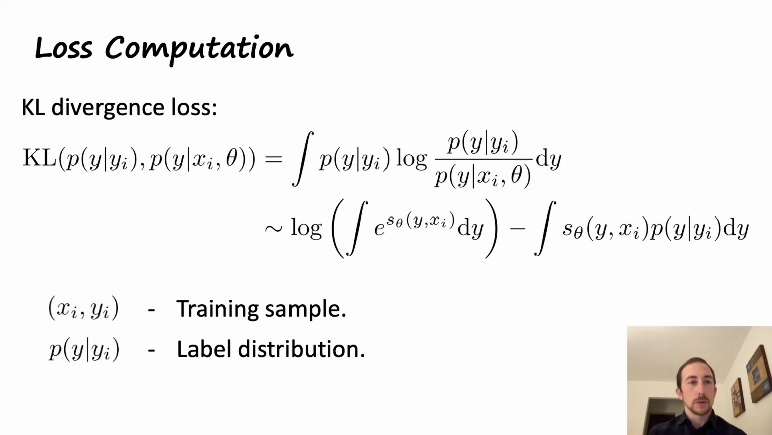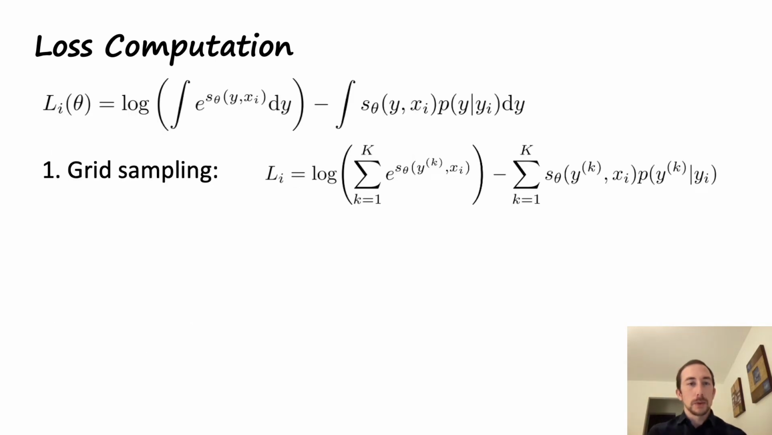Okay, back to our loss function. So now, how can we minimize this? We first simplified the KL divergence loss as follows, splitting it into two terms by using the definition of the KL divergence and the energy-based model. We then propose two different methods to approximate and minimize this objective in practice.